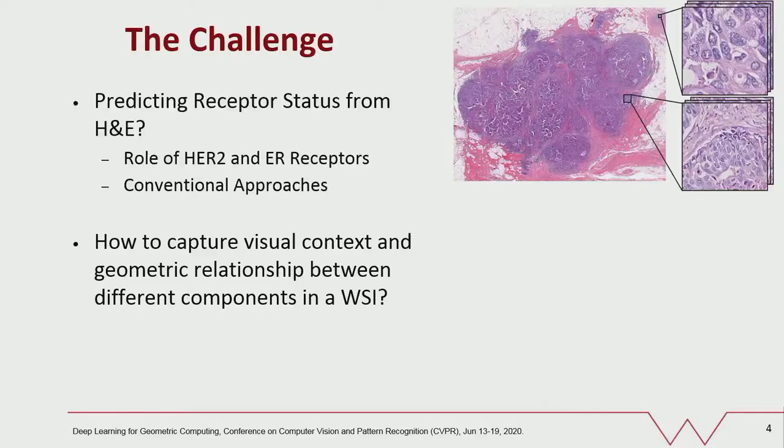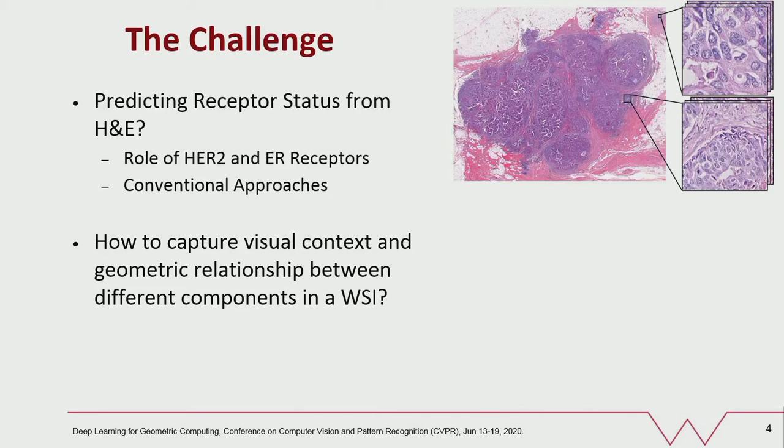In this work, we have worked on using whole slide image data for developing a machine learning model that can determine whether a cancer patient is positive or negative for certain types of receptors called HER2 and ER. The receptor status of a patient is crucial in determining effective treatment options.